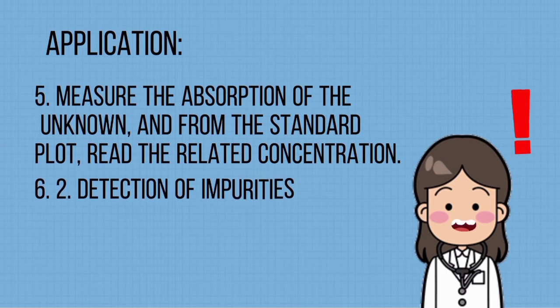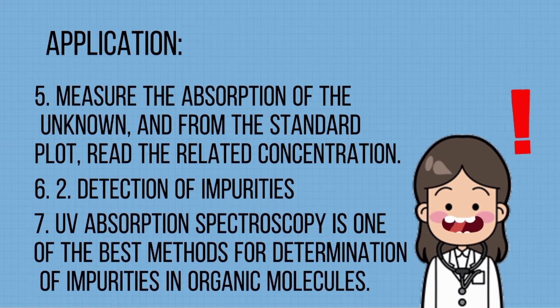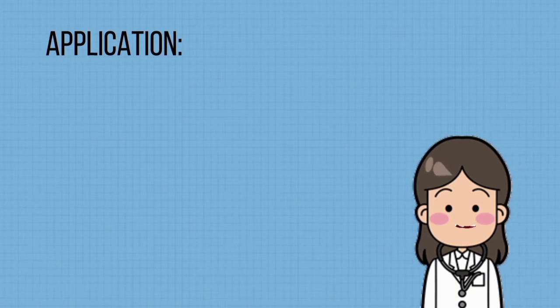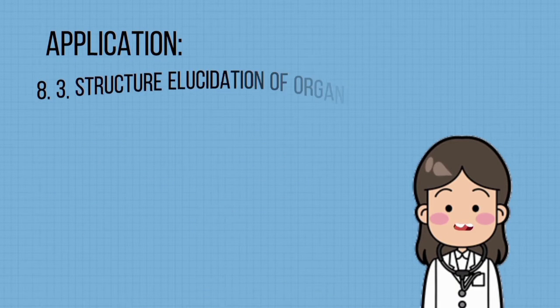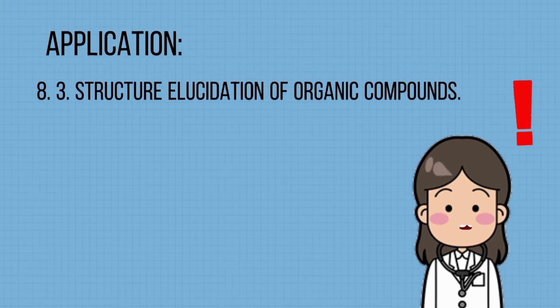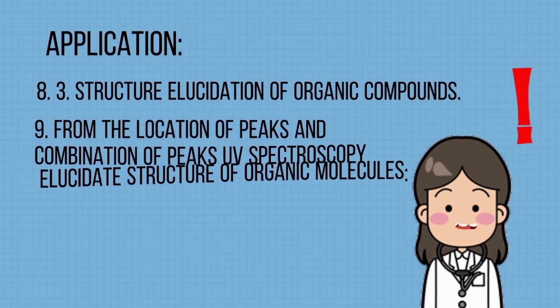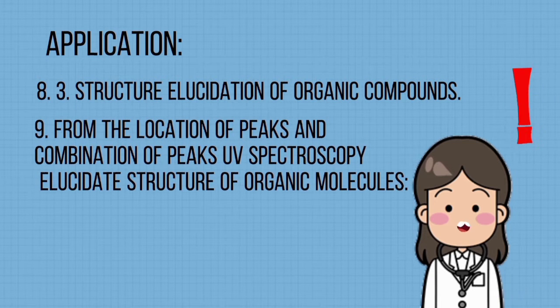6. Detection of impurities. 7. UV absorption spectroscopy is one of the best methods for determination of impurities in organic molecules. 8. Structure elucidation of organic compounds. 9. From the location of peaks and combination of peaks, UV spectroscopy elucidates the structure of organic molecules.